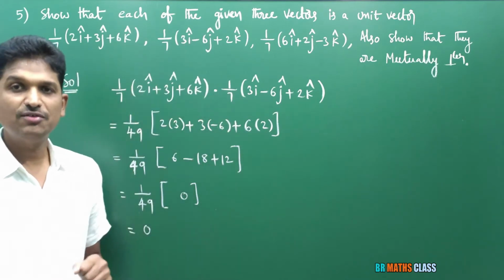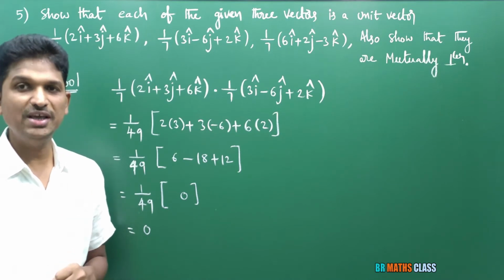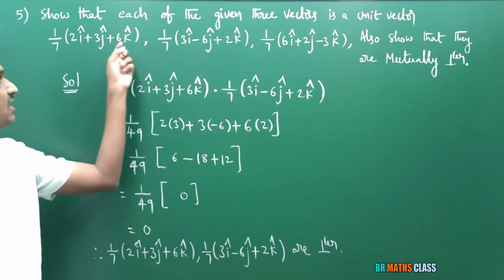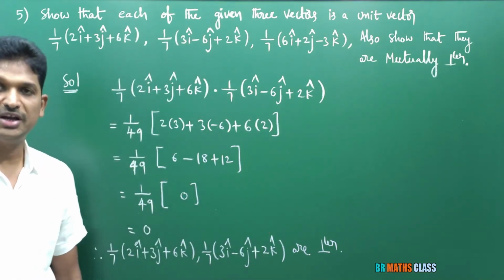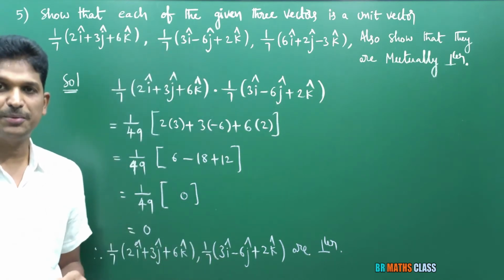If the dot product of two vectors is 0, then what we say? We say that they are mutually perpendicular. You observe what I have written, first vector, second vector. These two vectors are perpendicular. Now I proved that the first vector and second vector are perpendicular.